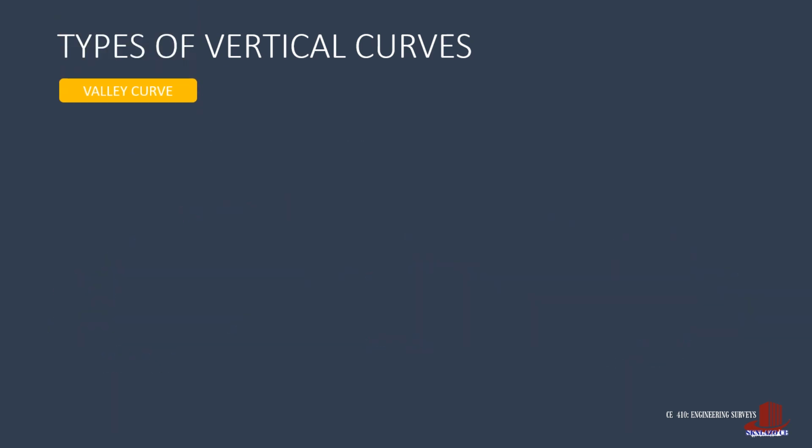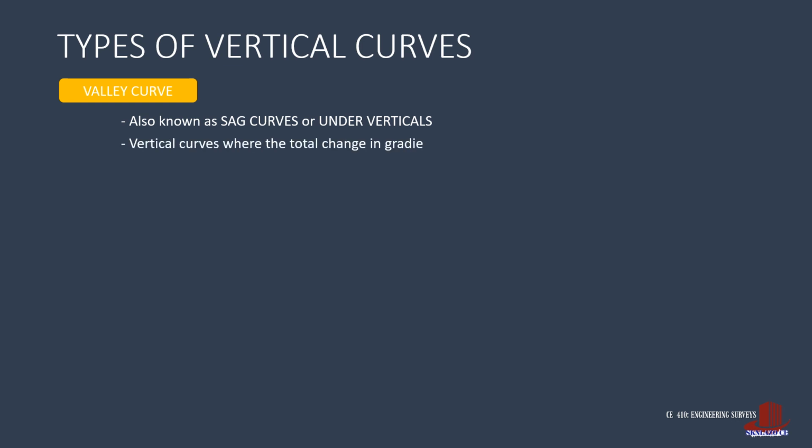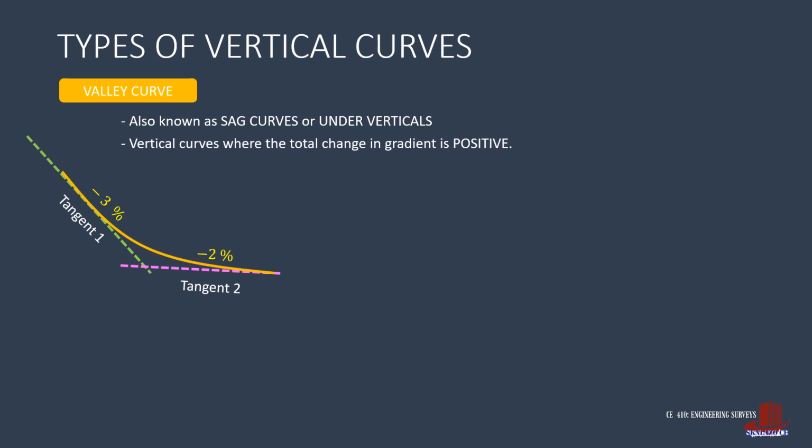The opposite concavity of the curve makes it termed a valley curve, which is also termed sag curve or under vertical. Mathematically, the change of gradient in this type is positive. There are also three combinations, and we start with the negative gradients. If two negative gradients are together, but the first is steeper than the second, for example, the first is -3 followed by -2, the change is -2 minus -3, which then becomes +1%.